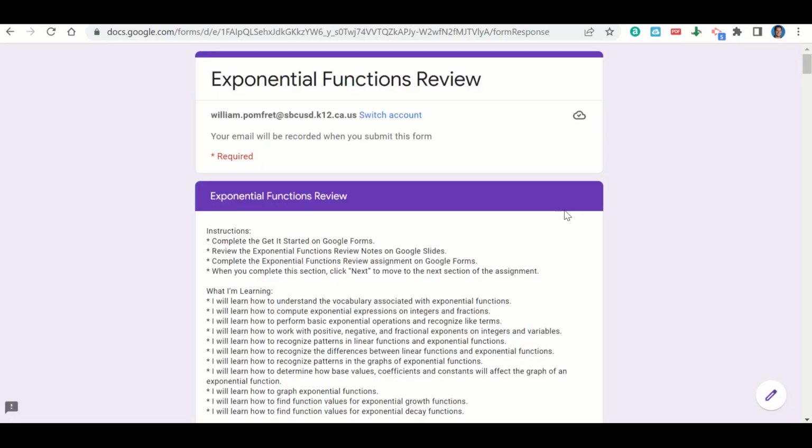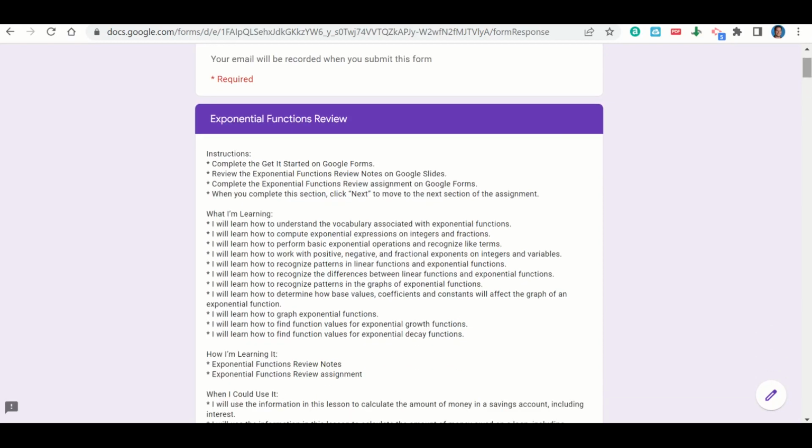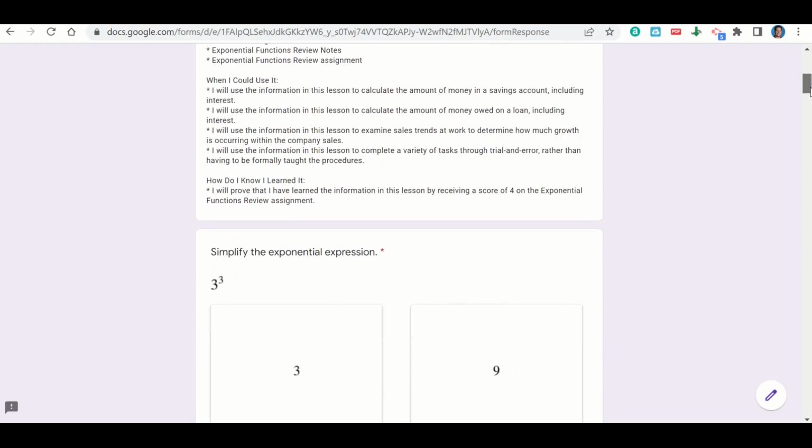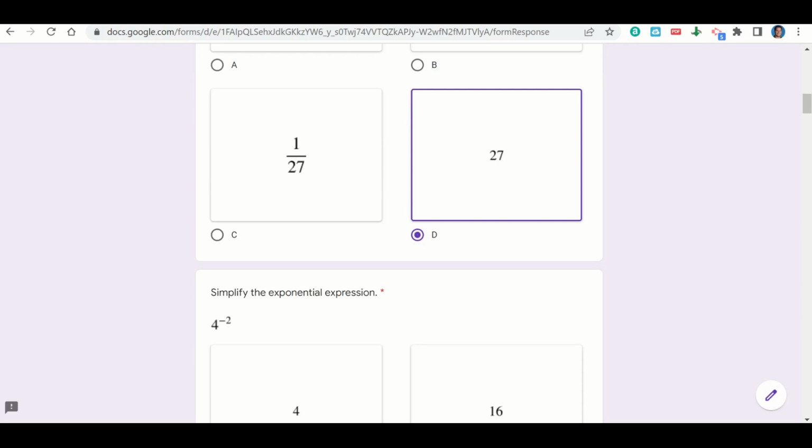Let's take a look now at the exponential functions review assignment. If you notice, our review assignment begins with the learning goals and success criteria here. If we continue to scroll down, we're given some questions. The first one says, what is 3 to the third power? Well, 3 to the third power is 3 times 3 times 3. So 3 times 3 is 9, times 3 is 27. So we'll go ahead and mark that as our answer.